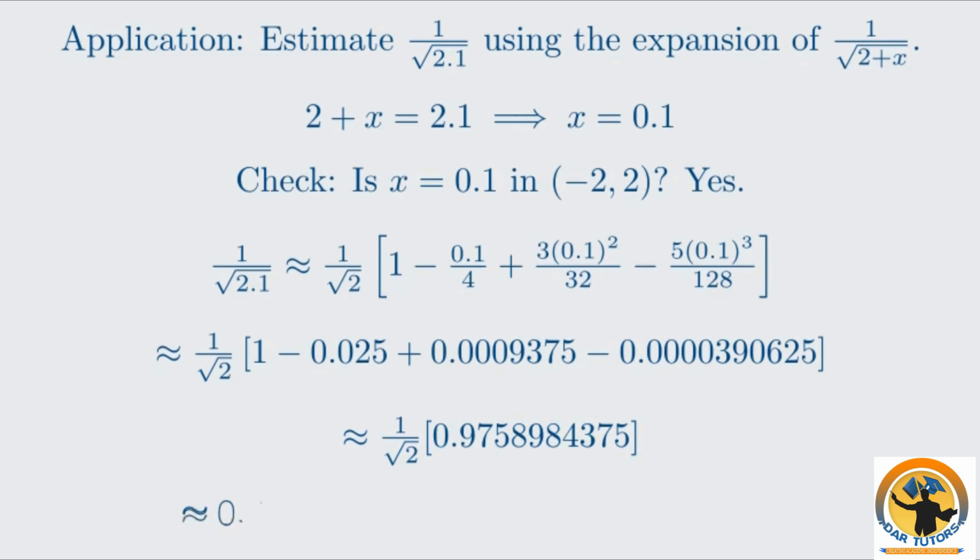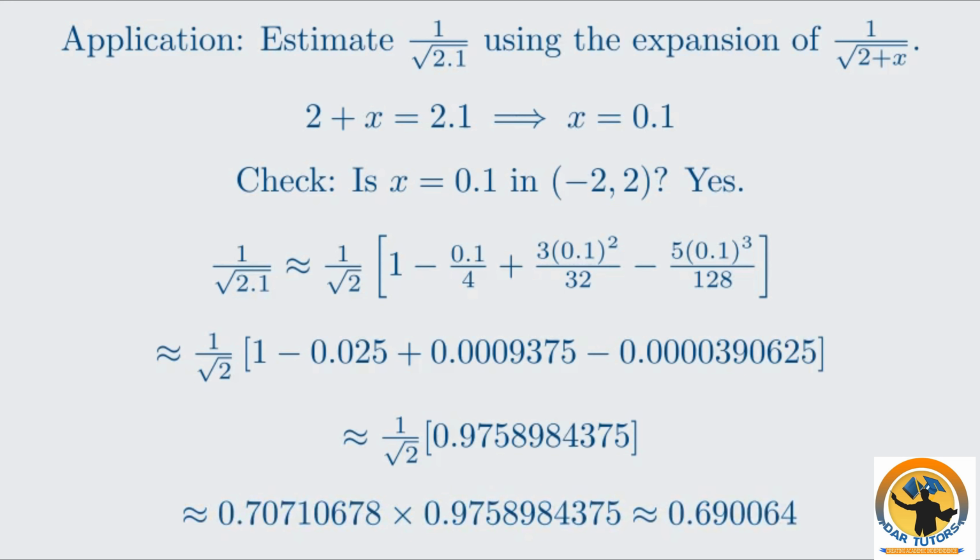Multiplying by 1 over root 2 gives us our approximation of 0.690064. Using a calculator, the actual value of 1 over the square root of 2.1 is approximately 0.690066. Our approximation is very close, demonstrating the power of this method.